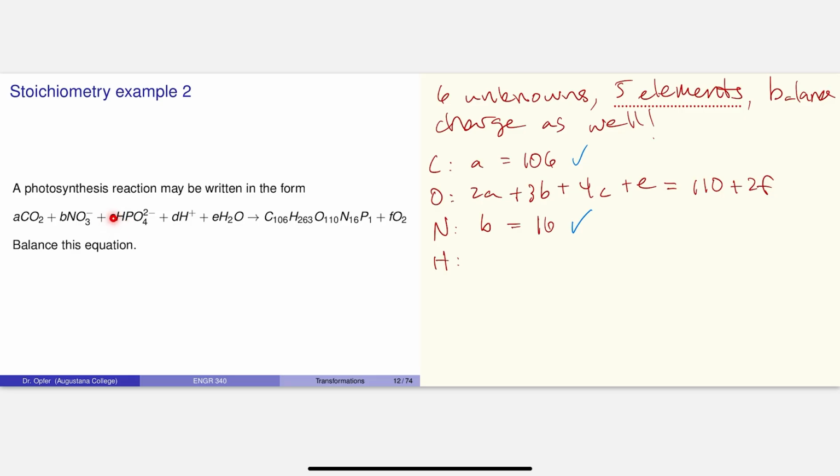We've got C hydrogen over here, D hydrogen here, 2E hydrogen here. So that's going to look like C plus D plus 2E. And the only place hydrogen shows up on the right is in our biomass. So C plus D plus 2E has to equal 263. All right, we've got one more element to check. That's phosphorus. So we've got C phosphorus here, and the only place it shows up over here is in our biomass. So right away, we also get that C has to equal 1.